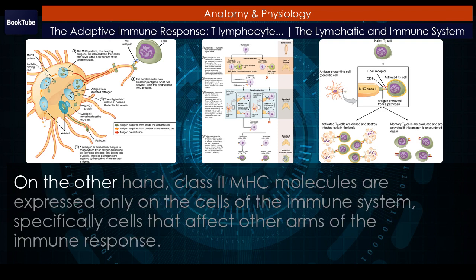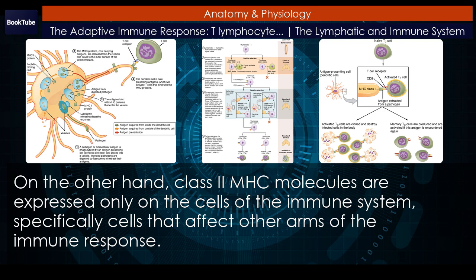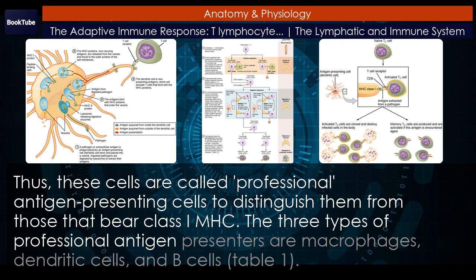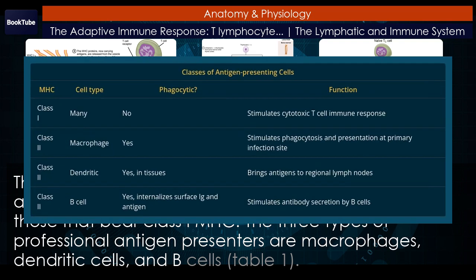On the other hand, class II MHC molecules are expressed only on the cells of the immune system, specifically cells that affect other arms of the immune response. Thus, these cells are called professional antigen-presenting cells to distinguish them from those that bear class I MHC. The three types of professional antigen presenters are macrophages, dendritic cells, and B cells.